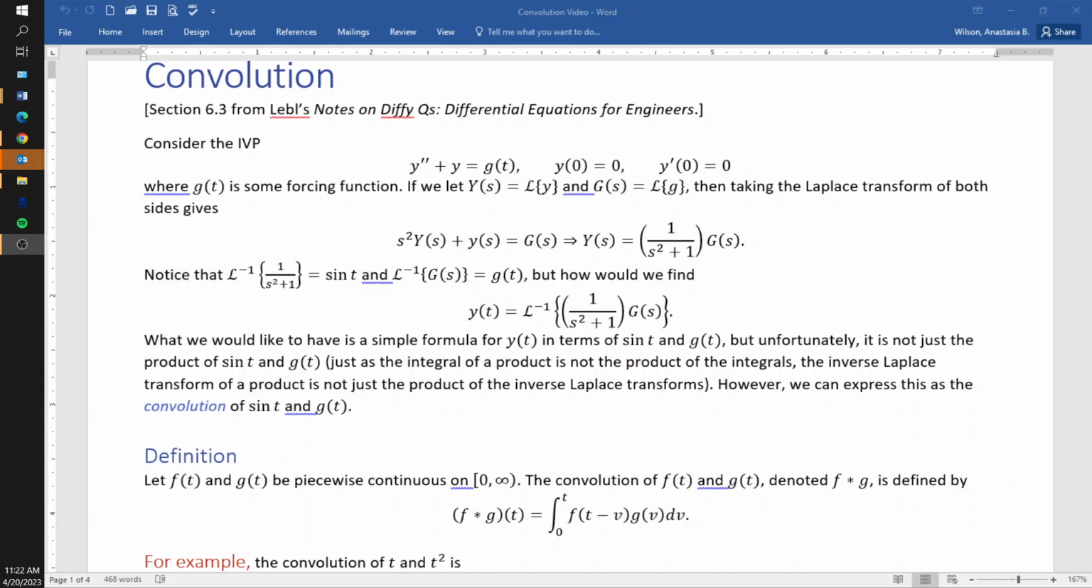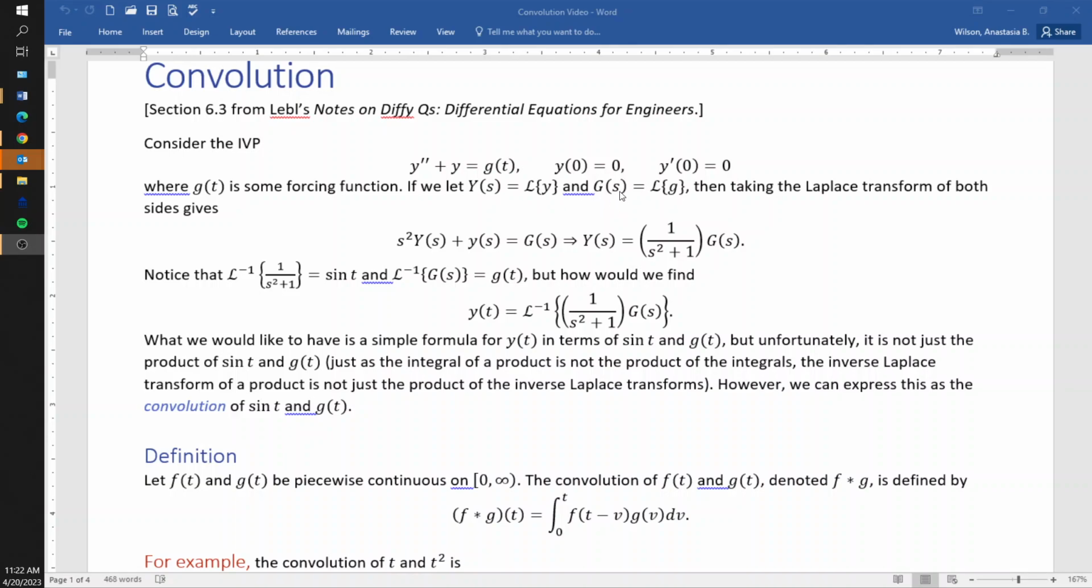Hello, in this video we are talking about convolution and we are starting our discussion here by considering an initial value problem. We already know how to deal with initial value problems with Laplace transforms. But today we're considering something we haven't done before, which is a general forcing function, g of t, on the right-hand side. So like normal, we're going to let capital Y of s be the Laplace transform of y.